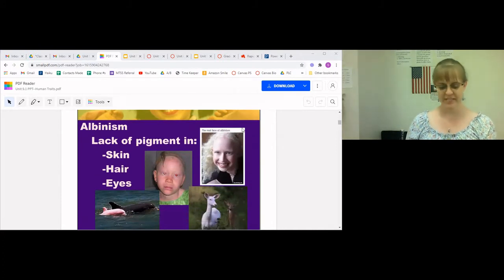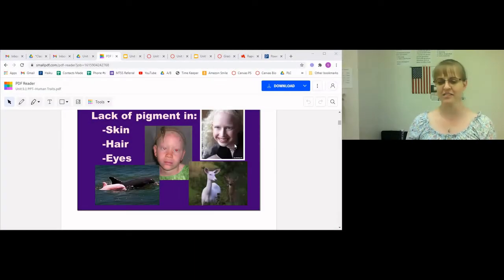One example is albinism. This is when a person or an animal has a lack of pigment in their skin, hair, and eyes. The lack of pigment in their eyes allows the sun to damage them more easily, so they are often sensitive to light and often have eye problems.